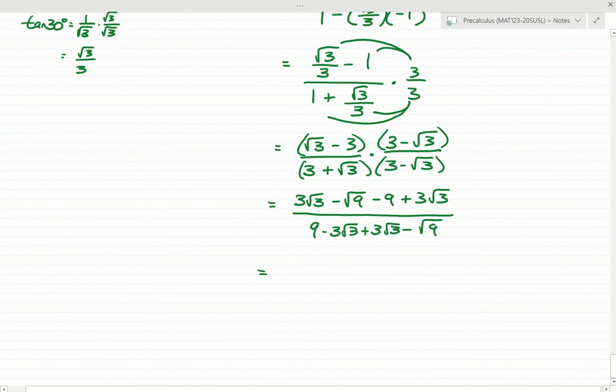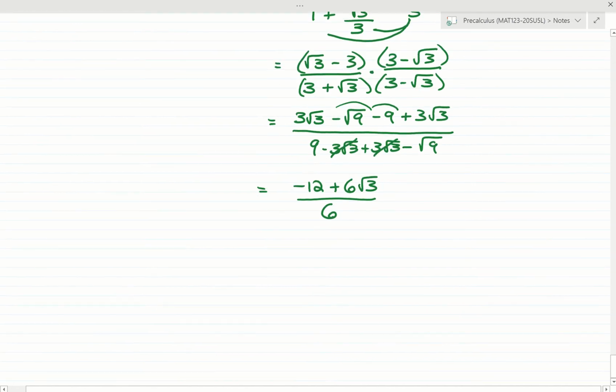So the square root of 9 is 3. So we have negative 3 minus 9 is negative 12 plus 6 root 3. Usually we put the radicals at the end. And then 9 minus 3 is 6. So we're almost done. We could actually divide everything on top by 6. We'd get negative 2 plus root 3, which would be our answer.